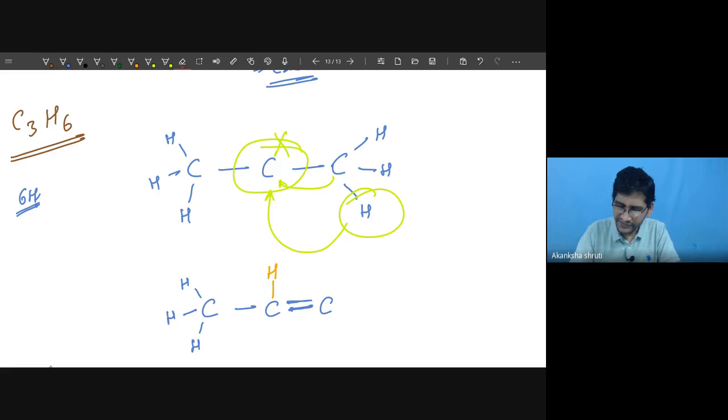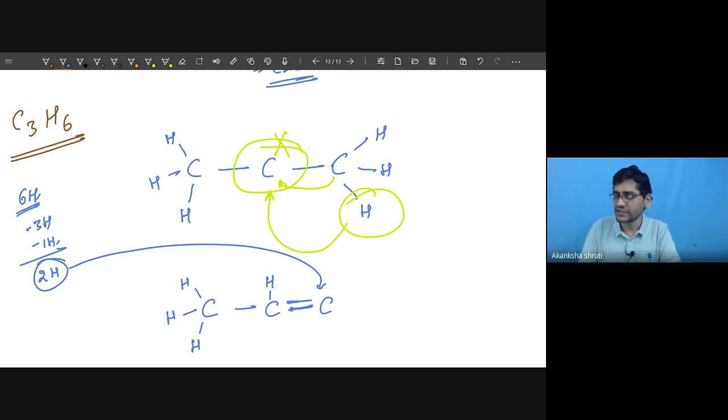Okay? If this one hydrogen is given, then how is the structure? Let us see. This hydrogen, let me make it permanent. This hydrogen I have given. 3 hydrogen I had already given to the left carbon. One more hydrogen I have removed. Now I am left with only 2 hydrogen. So give these 2 hydrogen to this carbon.